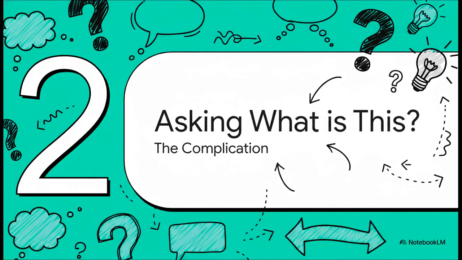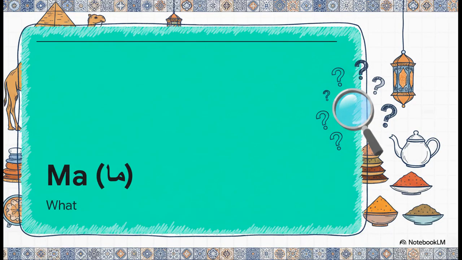Which brings us to section 2, asking, what is this? The complication. Well, it turns out flipping these simple statements into questions is remarkably easy. By just adding the particle ma right at the beginning, we create the phrase ma hada, which asks, what is this? Because ma simply means what. Imagine you're wandering through a bustling market in Cairo or Dubai, and you want to point at something unfamiliar. Your go-to question is simply ma hada.